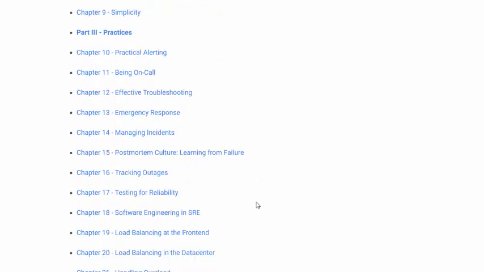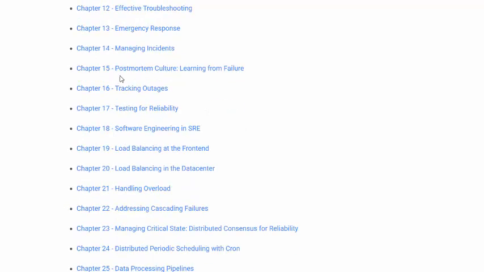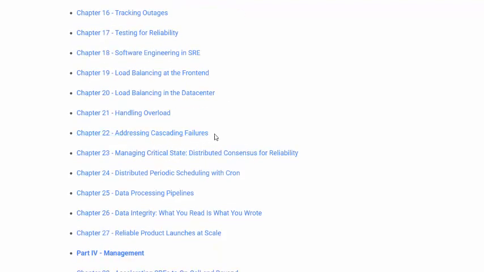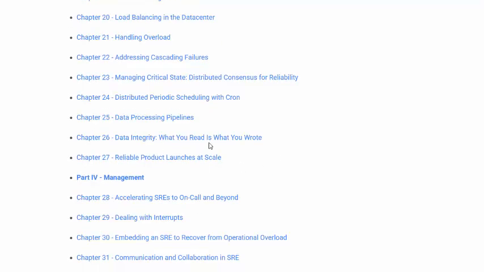Part three, practices. Practical alerting, being on call, effective troubleshooting, emergency response, managing incidents, postmortem culture: learning from failure, tracking outages, testing for reliability, software engineering in SRE, load balancing at the frontend, load balancing in the data center, handling overload, addressing cascading failures, managing critical state: distributed consensus for reliability, distributed periodic scheduling with cron, data processing pipelines, data integrity: what you read is what you wrote, reliable product launches at scale.